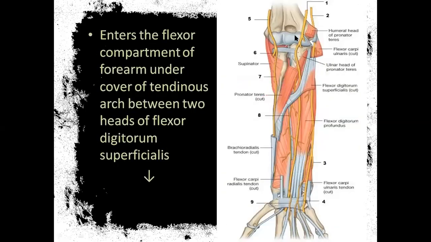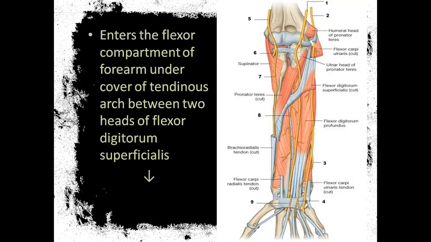Now see here. This is our median nerve. This whole thing is the median nerve, number one. It is running between the two heads of the pronator teres. It enters the flexor compartment between two muscles.